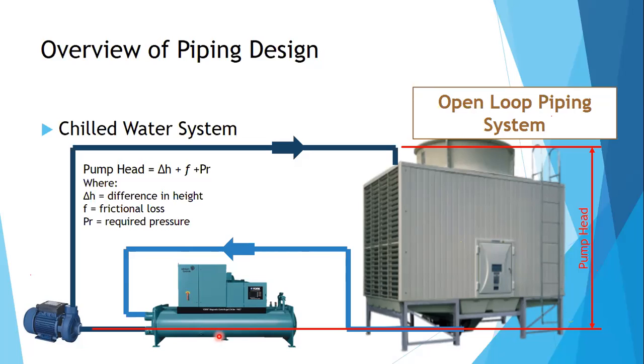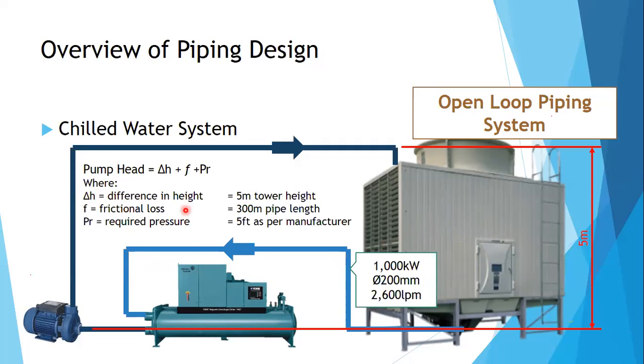Once the water travels to your chiller, this chiller itself has a pressure loss as required by the manufacturer. When this pump discharges water to the cooling tower, it has a required discharge pressure. This required pressure is specified by the manufacturer. So pump head for the condensing water side is the difference in height, friction loss, and the pressure requirements as specified by the manufacturer. So here is the chiller manufacturer and the cooling tower manufacturer.